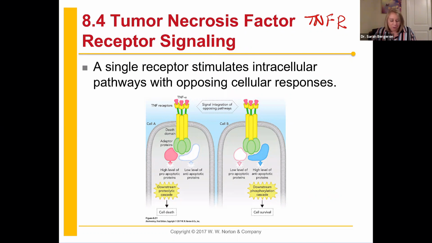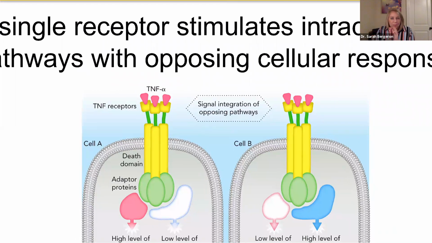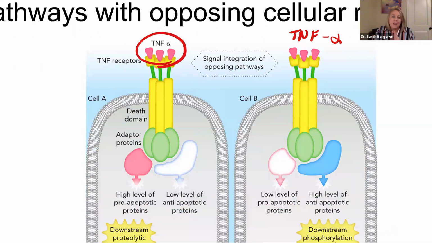And so if you look at our little diagram here, right? So you have the TNF receptors. So when they bind to their ligand, they're going to trimerize, right? And so that ligand is always going to be TNF alpha. This is also TNF alpha. So when TNF alpha binds, it's going to make those receptors trimerize. And then you're going to have some downstream cellular response.